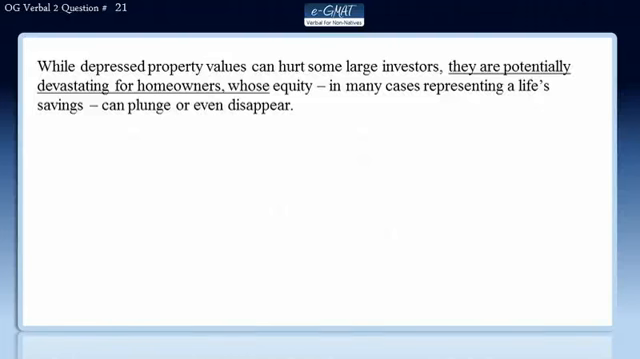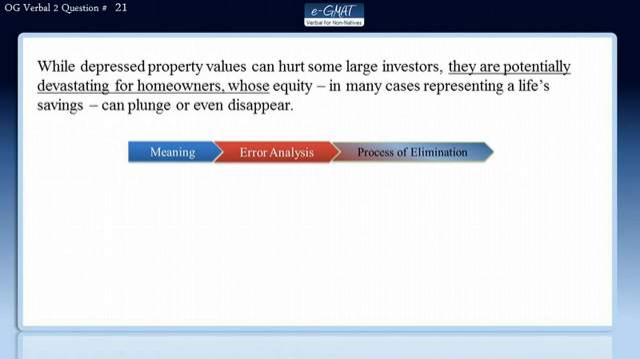We will solve question number 21 of OG Verbal Second Edition by using the e-GMAT 3-step process. In the first step, we will understand the meaning of the sentence. In the second, we will evaluate the errors in the sentence, and finally, we will review all the answer choices to get to the correct answer.